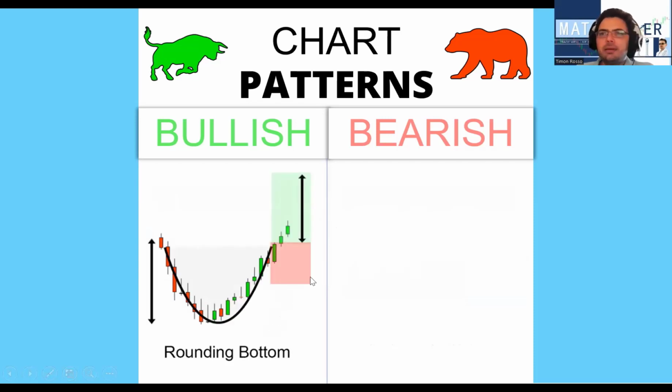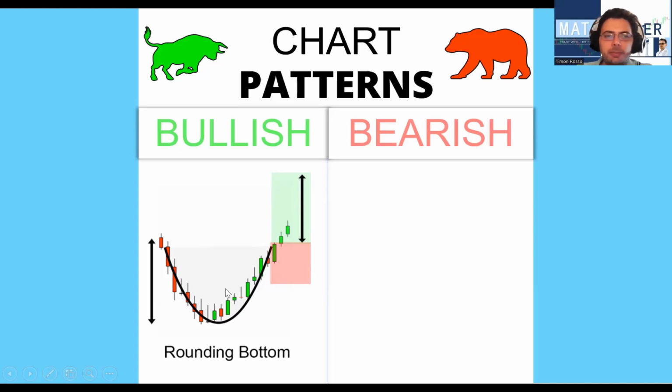Then we have a simple rounding bottom. Now, this is pretty much one of the easiest formations you see, but also quite common. So you see a big rounding bottom form. There is a neckline. The price breaks above the rounding bottom. That's where you hold it.